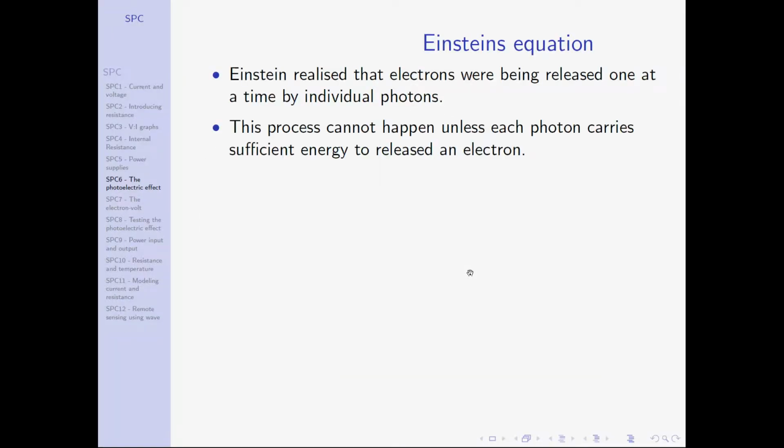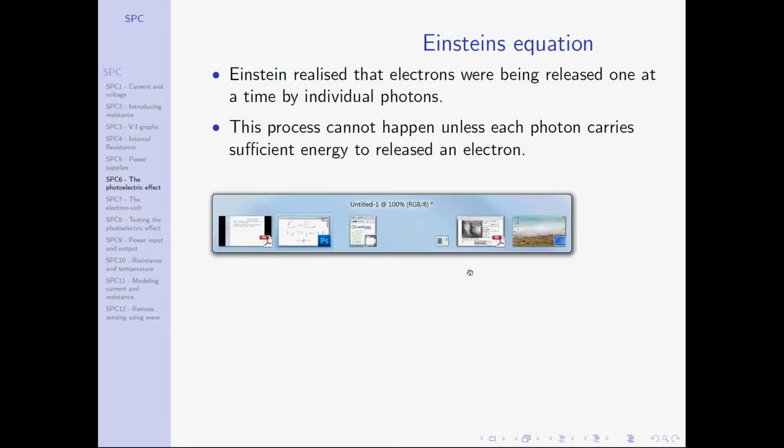But anyway, what have I been writing here? So here we go. We said there's a threshold frequency, so the single photon has to carry enough energy.